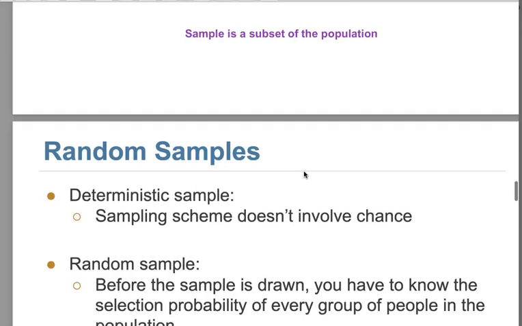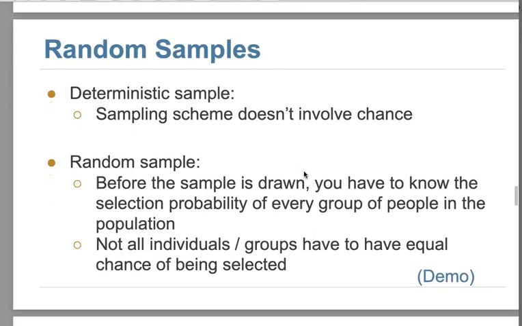Before we talk about sampling, we want to focus on random samples. But we still give you the definition for 2 different samples. A random sample is what we want to achieve. But sometimes a lot of people think they have a random sample, but they don't. So we also talk about the other sample you call a deterministic sample. So what is a deterministic sample? The sampling scheme doesn't involve chance.